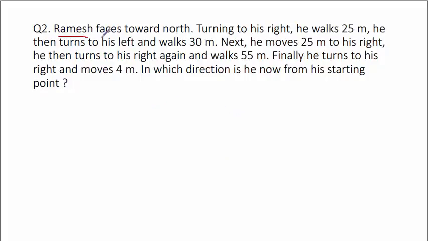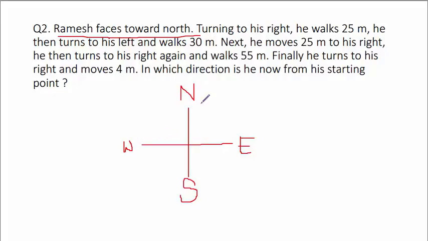Okay, so let us consider another example for better understanding. There is a person, Ramesh, who faces towards north. The first thing that you have to do is draw a diagram. So this one is north, south, east. My drawing is not good, so pardon me for this. And this is west. Okay, so Ramesh faces towards north. It means he is facing towards this direction. Whatever is happening in this direction he can see, and anything happening in the south direction he is not able to see.